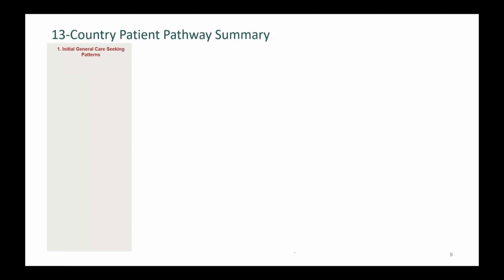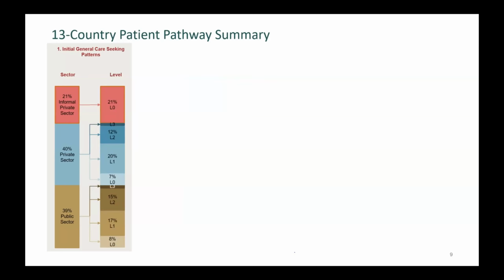Nobody's a TB patient until we've determined they're a TB patient. So at this point, we're just talking about people with illness. In the case of the 13-country study, what we see is that there's nearly equal use of the public and private sector in general. And there's also very important use of the informal private sector. We got these data largely from demographic and health surveys.